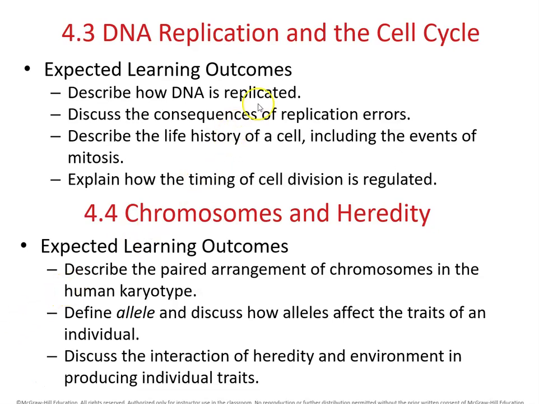So we're going to start by looking at the cell cycle and how DNA replicates. And we'll talk about some errors in replication and also how that cell division is regulated. Then we're going to do a quick review of heredity. We're going to talk about how chromosomes are arranged, what alleles are, and how certain traits are inherited.